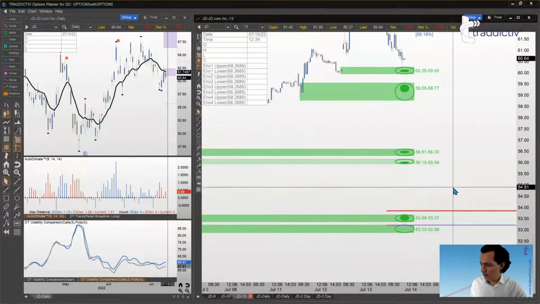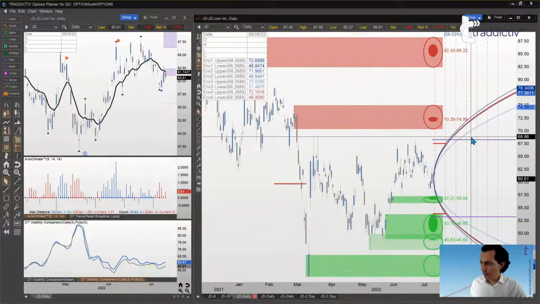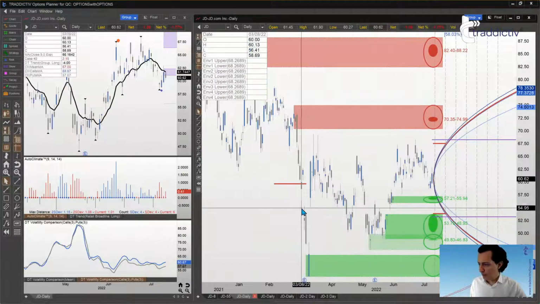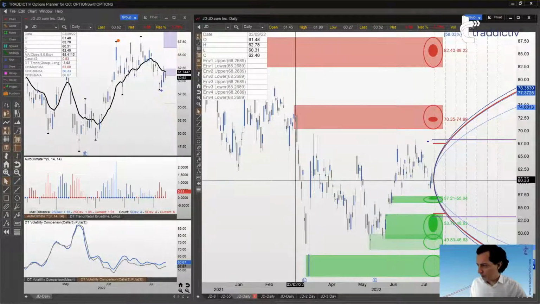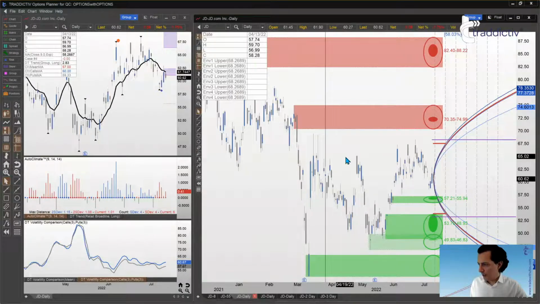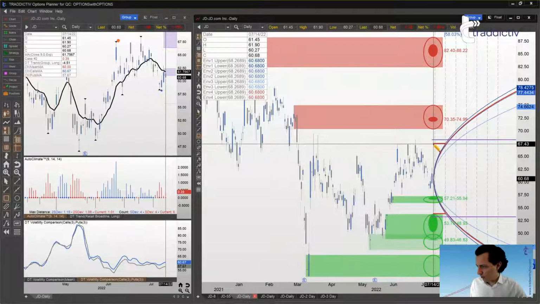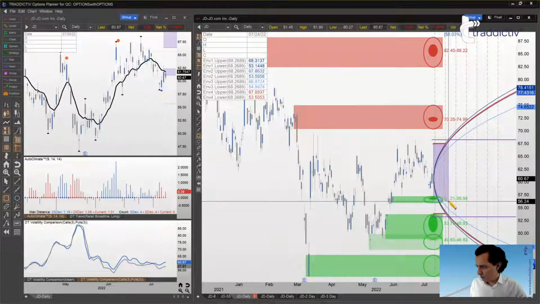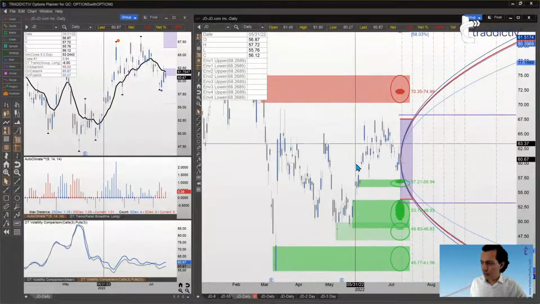Okay, more or less the same distance, so I'm okay with that. If I go back to the daily time frame, you can see that I have a little bit of space between the red and the purple, and therefore this is my profit zone, from here to here, from today until next Friday. So this is a 1 week iron condor.